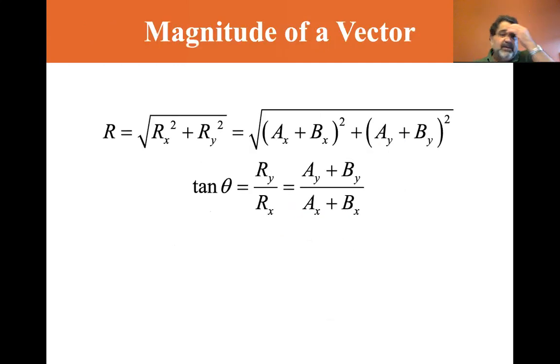Okay, the magnitude of a vector. R is equal to the square root of RX squared plus RY squared, which is equal to the sum of the X components, AX plus BX, quantity squared, plus the sum of the Y components squared. So it's AY plus BY, quantity squared. And the tangent of theta is equal to RY divided by RX. Well, that's the sum. RY is equal to the sum of AY plus BY, divided by the RX, which is the sum of AX plus BX.